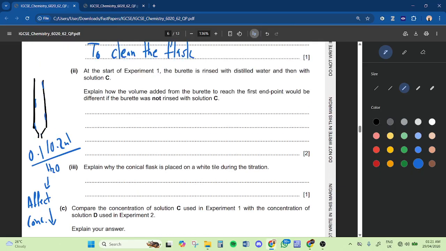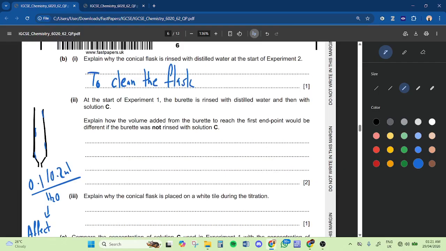So the amount of water that you're adding that's stuck to the burette, no matter how minuscule it is, it's going to have an effect on the concentration.